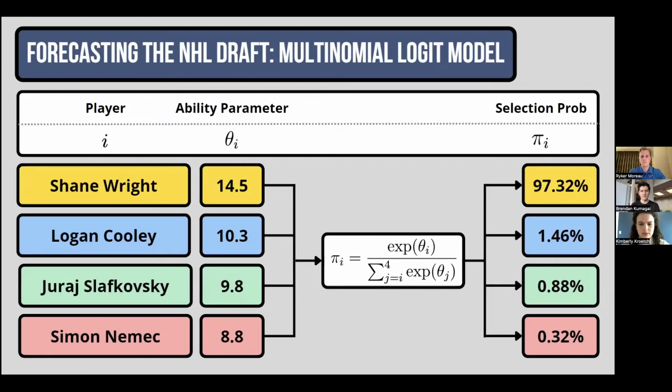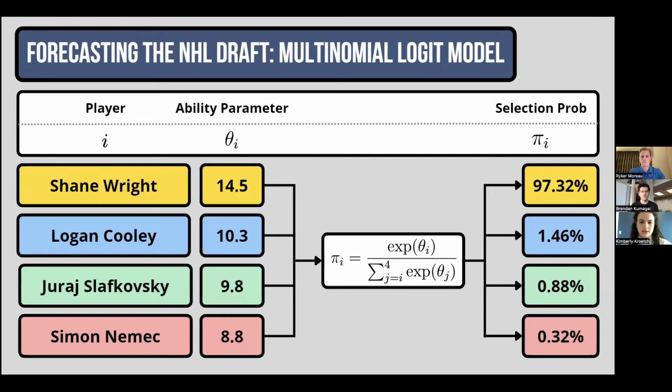To give an intuition behind the model, imagine there are only these 4 prospects, and let's say that we know their theta values given here, where higher theta values correspond to higher skills. The draft consists of a series of player picks. We model each pick with a multinomial logit model, which uses the abilities theta to produce selection probabilities pi through the formula shown in the middle. Consider only the first pick. In this example, the model gives a 97% chance that Wright will be chosen first.